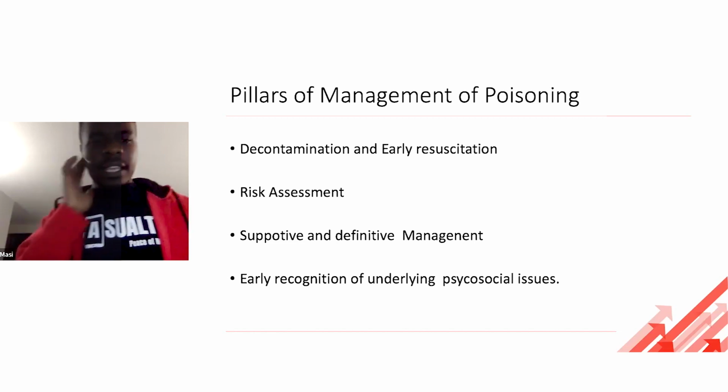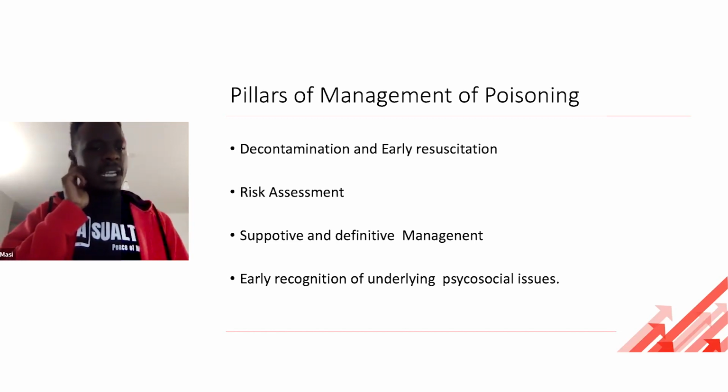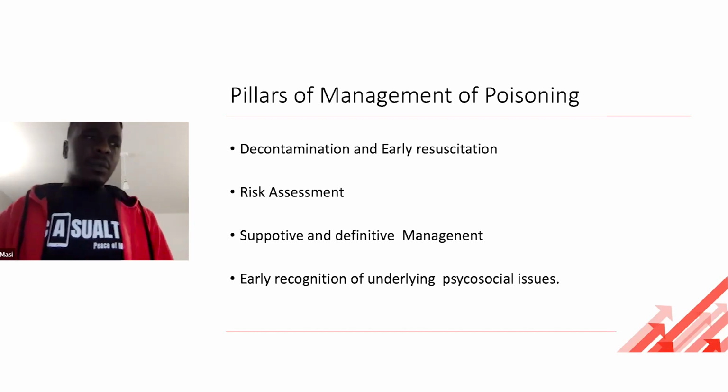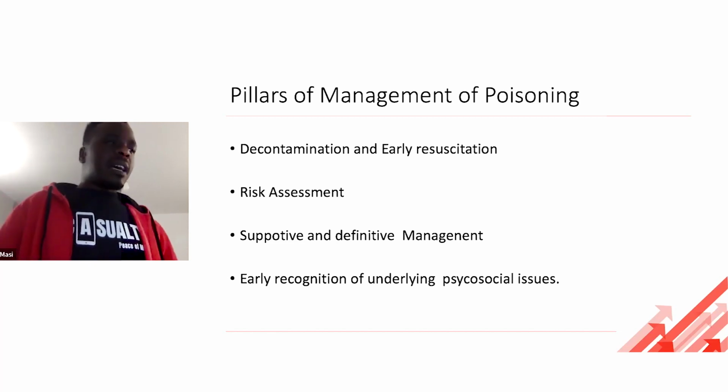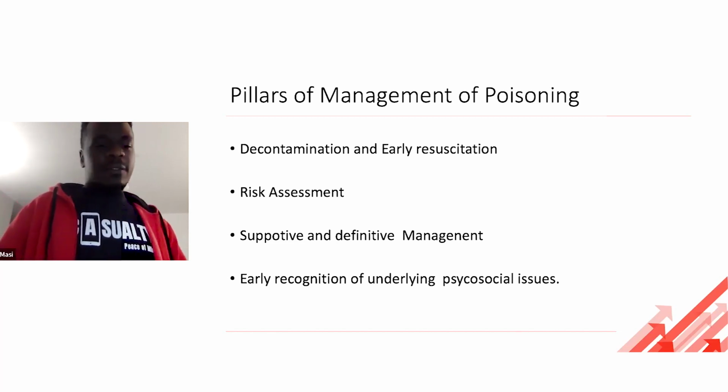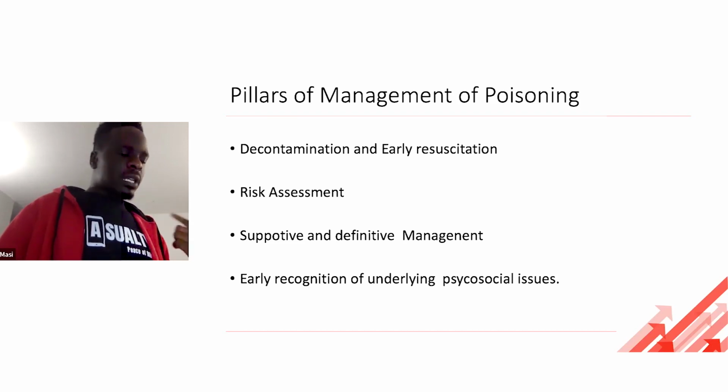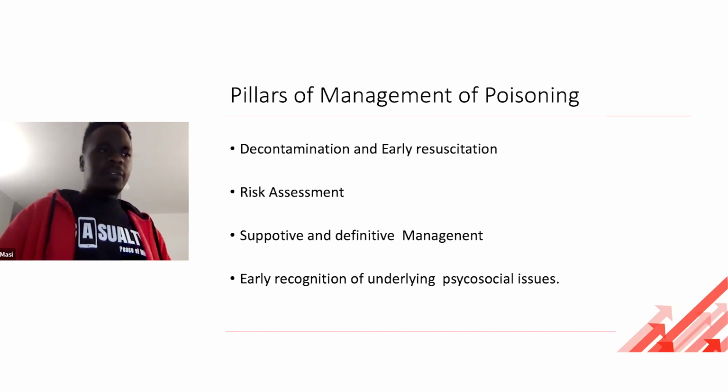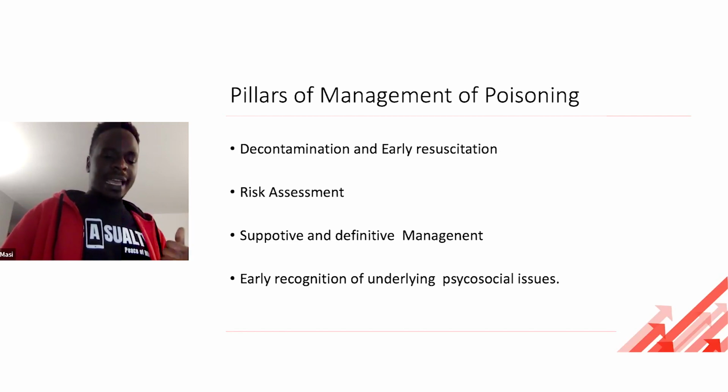Of course, the second thing you need to do is a risk assessment, and that is to assess where your patient lies. Supportive and definitive management follows, and then early recognition of the psychosocial issues. Now, the last point is something that we miss a lot, because we look at a patient in an acute setting and forget that this presentation might be a result of an underlying or long-term psychosocial problem.